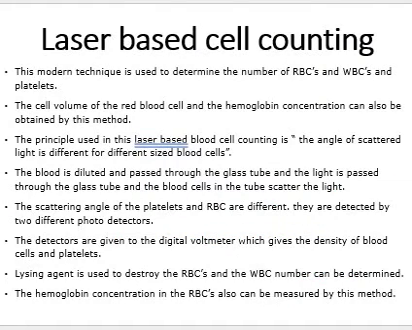So, the laser based method. This is one of the modern techniques used to determine the number of RBCs, WBCs, and platelets. How is it measured? The principle behind this laser based counting is the angle of scattering of light. Why is the angle of scattering of light taken into account?